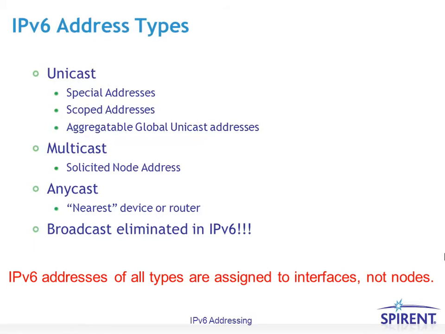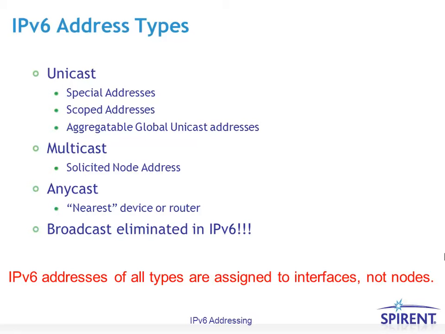There are different IPv6 address types: unicast, multicast, and anycast. Also, keep in mind that broadcast has been eliminated in IPv6. We'll talk more about how that's accomplished, especially when we get into the neighbor discovery portion of IPv6, because that's generally where IPv4 used broadcast to discover neighbors using ARP. In the unicast space, there are special addresses and scoped addresses, which we'll talk about in some subsequent slides.